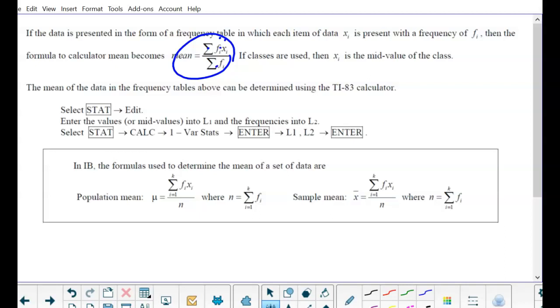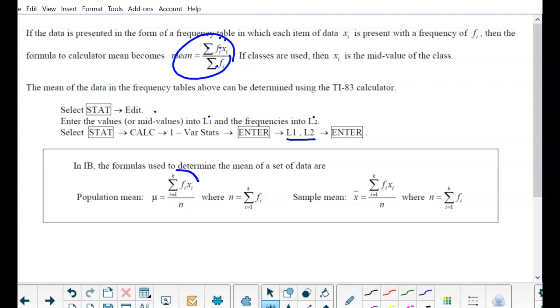Okay, so here, stat, edit, enter the values or mid values into L1 and frequencies into L2. Stat calc, one variable stats, and this is where you will enter this, as Brooke asked about in the TI-83. Sometimes in the newer versions like I have, it prompts you for it. So you don't have to enter, well, you may have to enter it, but not with a comma in between.